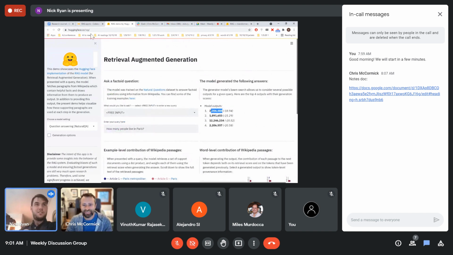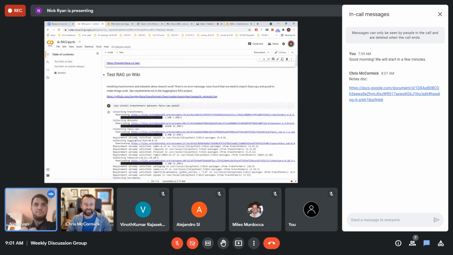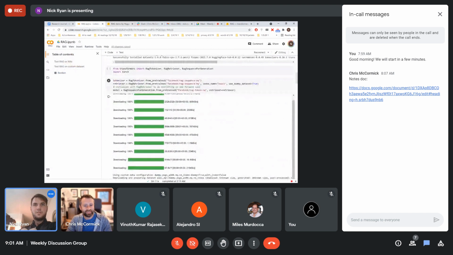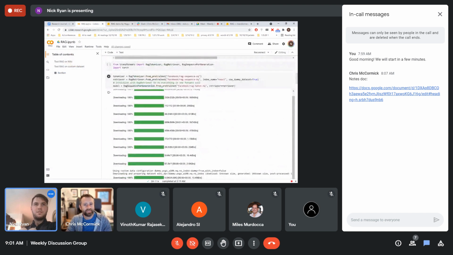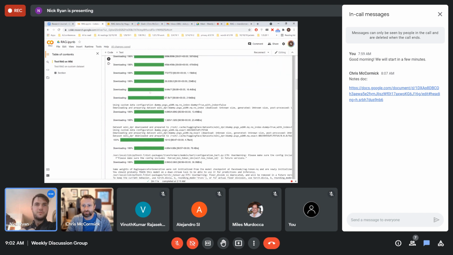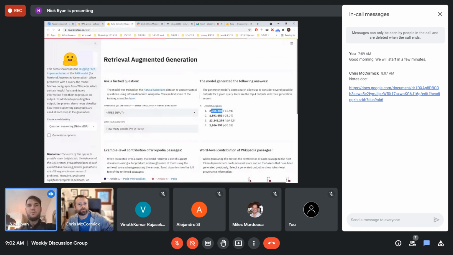This one does better than, maybe it's because we're using RAG sequence. Oh, one of these is RAG token, one of these is RAG sequence. Well, either way, a more reliable demo. You have the Hugging Face one here. That's cool.